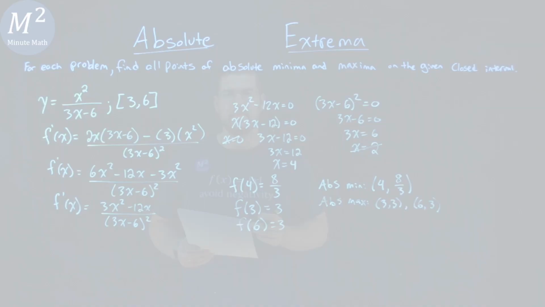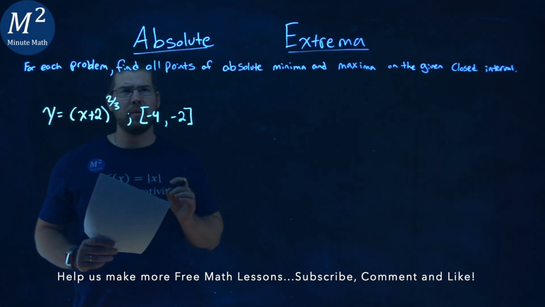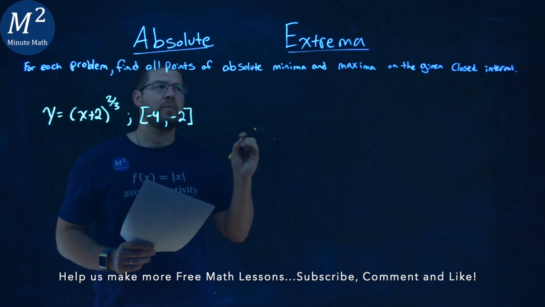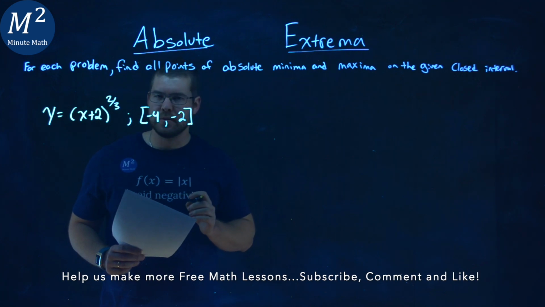We're given this problem right here, y equals (x plus 2) to the 2/3 power. And we want to find all points of absolute minima and maxima given the closed interval of -4 to -2.